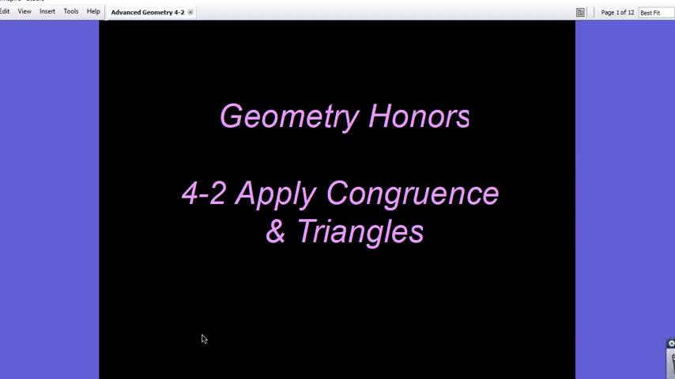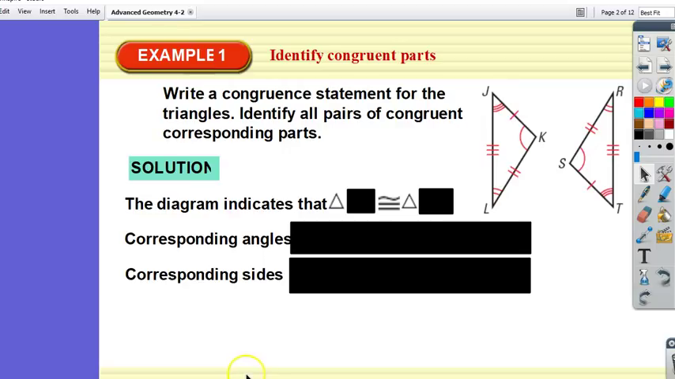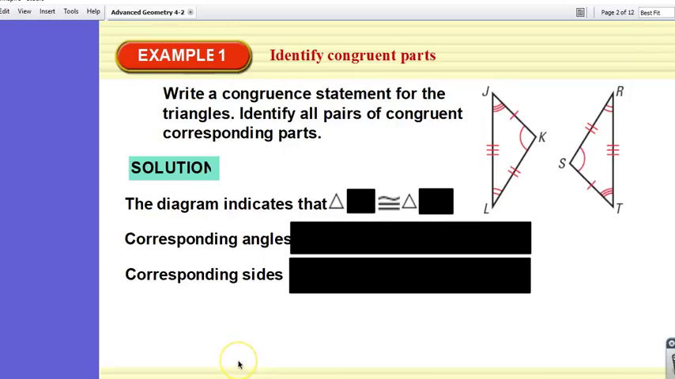Geometry. Today's lesson is 4-2, apply congruence in triangles. Alright, so identify congruent parts. Write a congruent statement for the triangles. Identify all pairs of congruent corresponding parts.